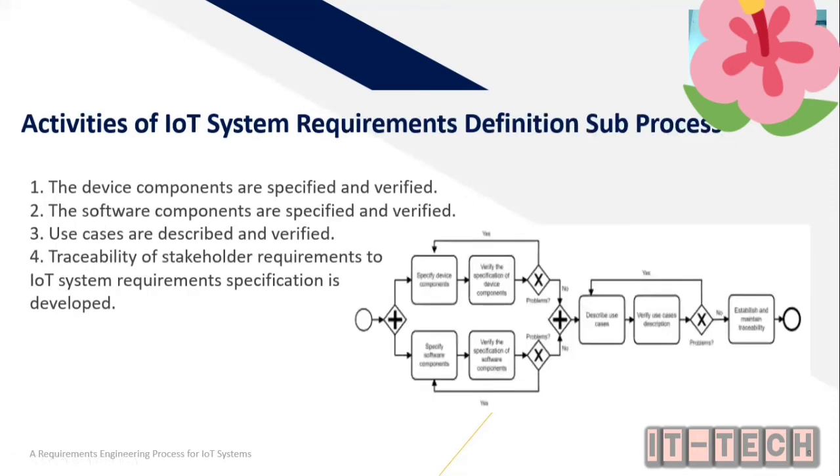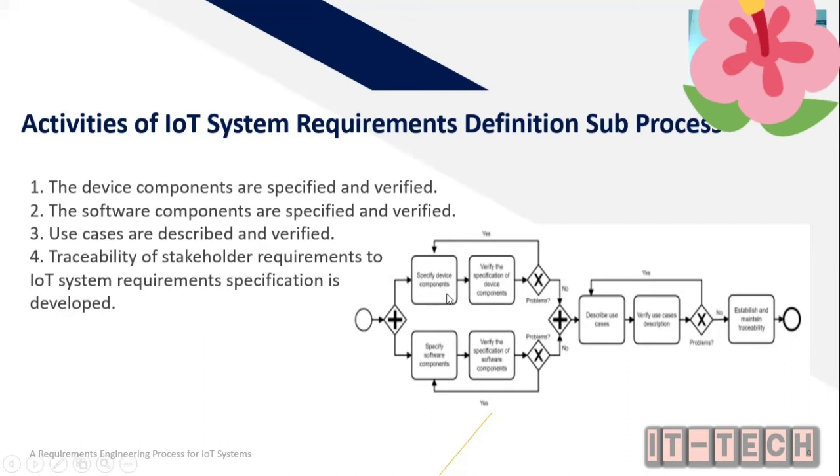Activities of IoT system requirements definition subprocess. There, the device components are specified and verified. The software components are specified and verified. Use cases are described and verified. Traceability of stakeholder requirements to the IoT system requirements specification is developed.